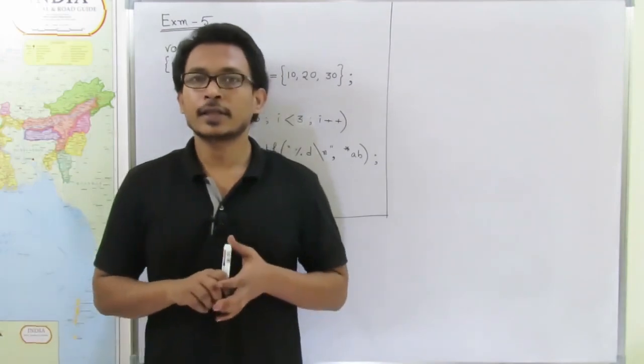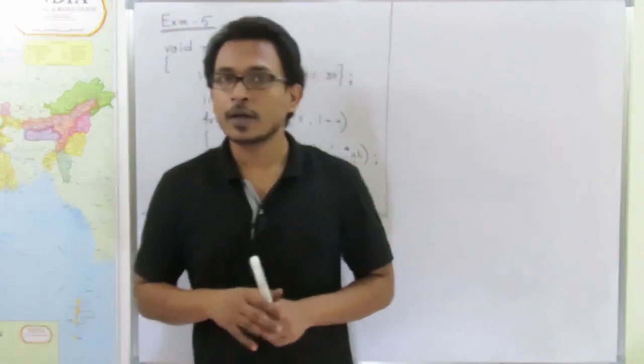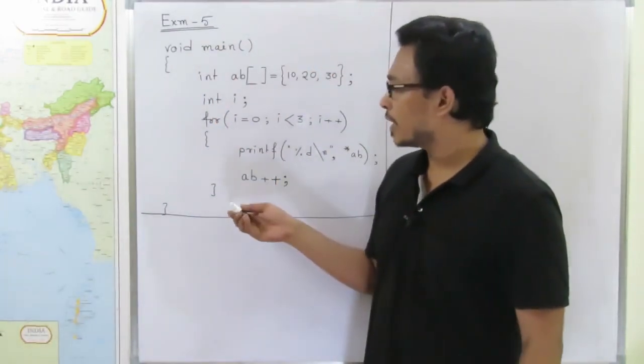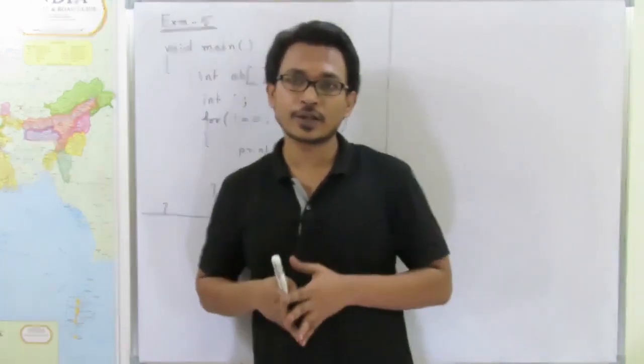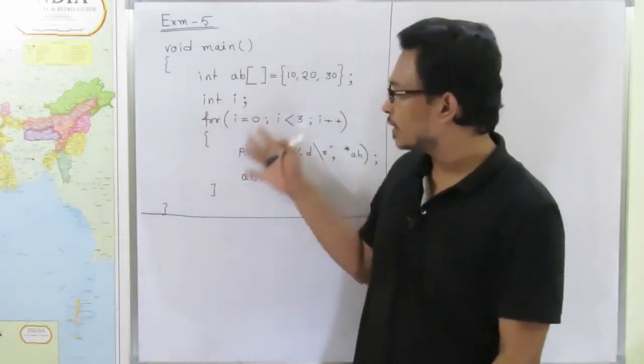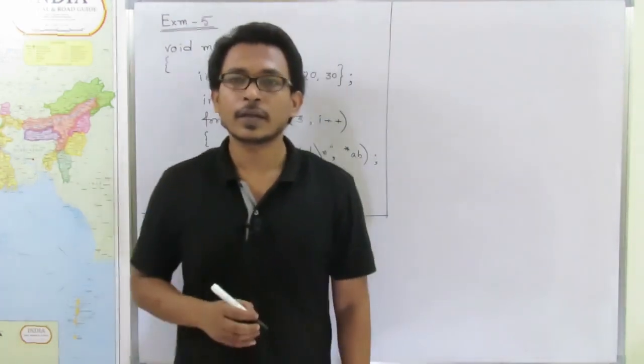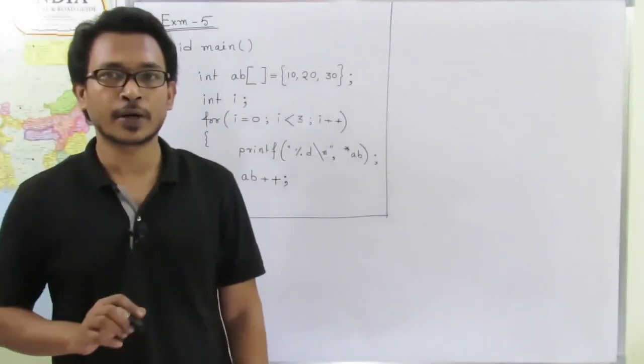Hello everyone, this is example 5 from array, and in this example a code segment is given to us and we need to evaluate this code segment and we need to find the result that will be produced by this code segment after its execution. So let's start with execution of the given program.